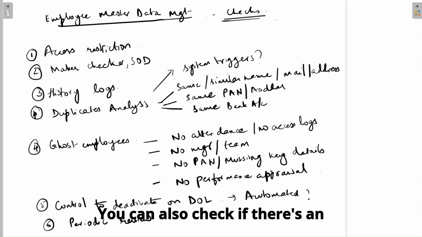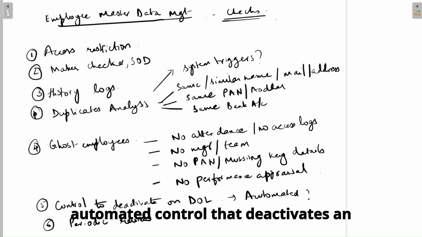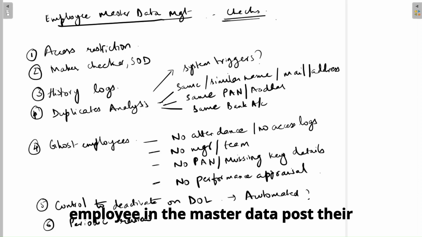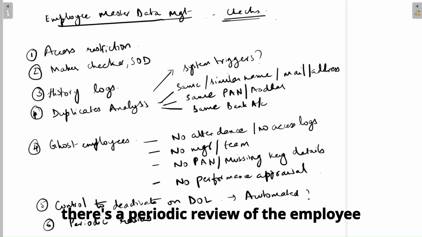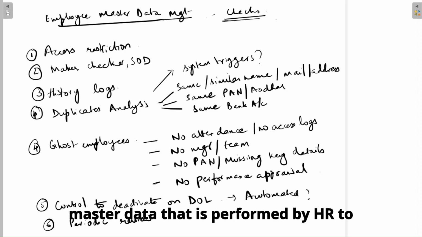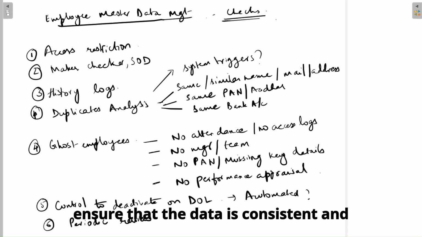You can also check if there's an automated control that deactivates an employee in the master data post their exit. And you can also check if there's a periodic review of the employee master data that is performed by HR to ensure that the data is consistent and accurate.